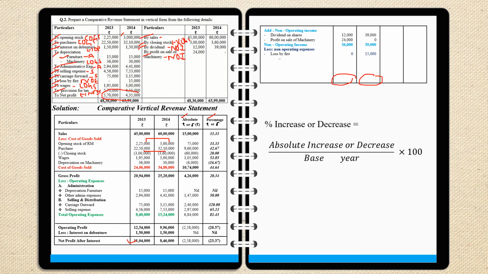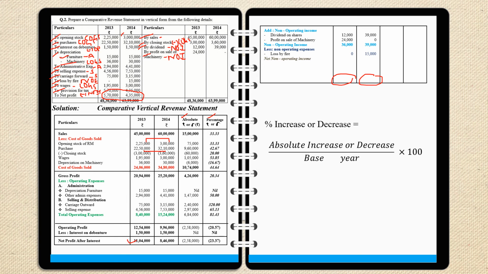In the question, the net profit figure that is given, look at left hand side, I have circled it. 5,70,000 and 4,35,000 exactly matching with that. So that is, we have converted the question into vertical format correctly. Again we need to calculate absolute increase decrease and then percentage.